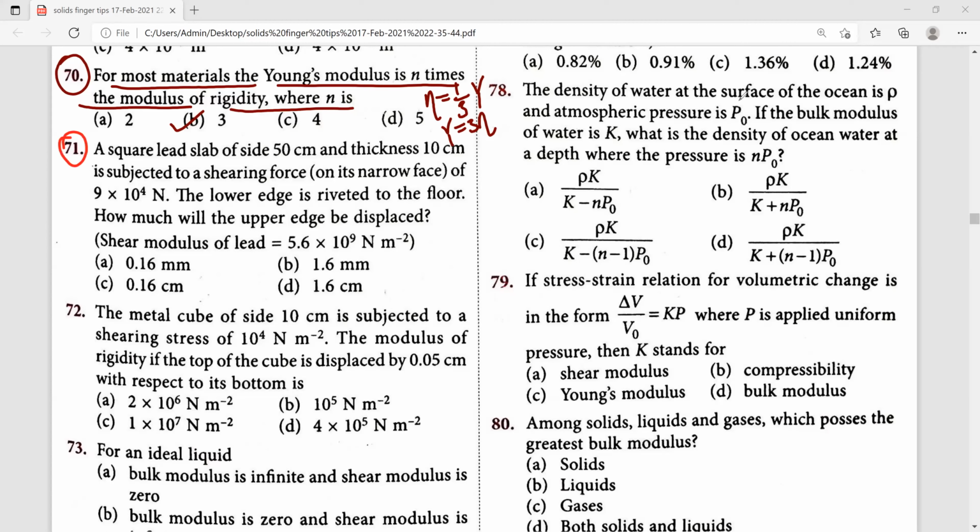Next, 71. A square lead slab of side 50 centimeter and a thickness 10 centimeter is subjected to a shearing force of 9 into 10 to the power of 4 Newton. Lower edge is fixed to the floor. How much will the upper edge be displaced? So 4 options they have given and we have to choose the right answer. And this is calculated by using formula. Can you guess?